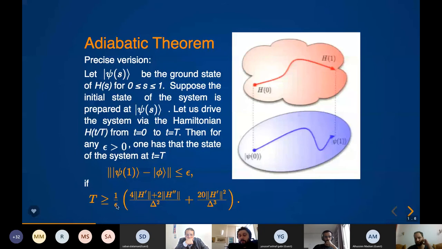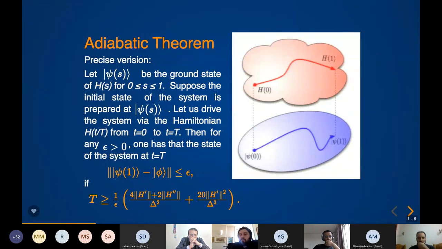It's a small parameter, so this is a big parameter, and multiplied by this value here, you see the derivatives of the Hamiltonian, and also the gap appears. The bigger the gap, the less you need to scale up t. So delta means, of course, the smallest gap during the full evolution of this Hermitian operator, the Hamiltonian.